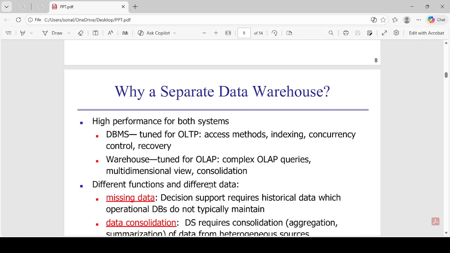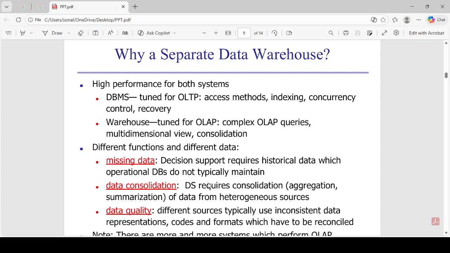Now you must have a question: why do we require a separate data warehouse? We can see here the difference between a DBMS and a warehouse. We have shifted from DBMS to a warehouse, with high performance for both systems. A database management system is tuned for OLTP, which provides access methods, indexing, concurrency control, and recovery. Whereas a warehouse is tuned for OLAP, with complex OLAP queries, multidimensional view, and consolidation.